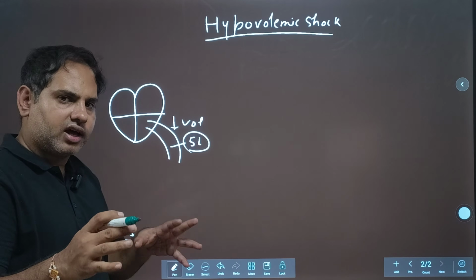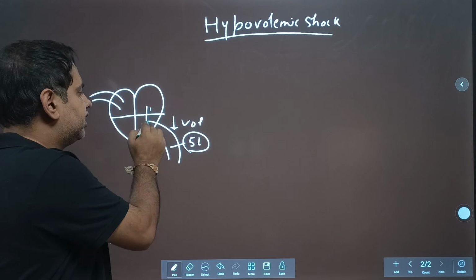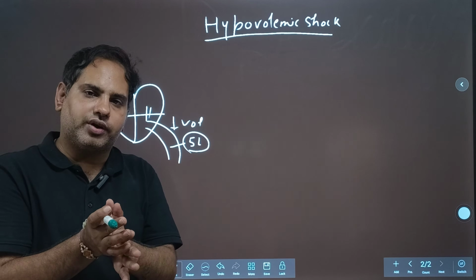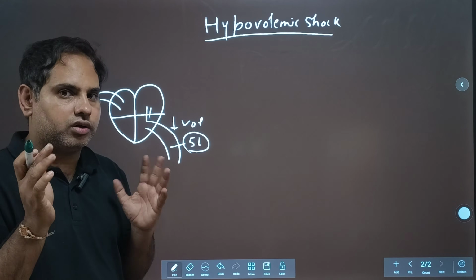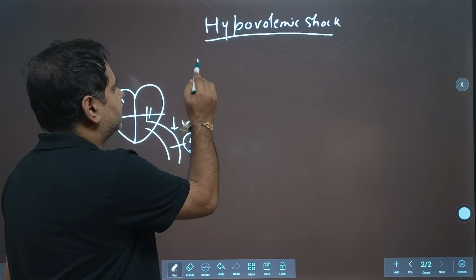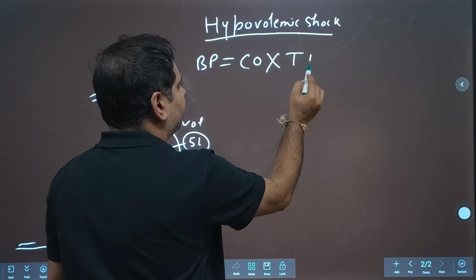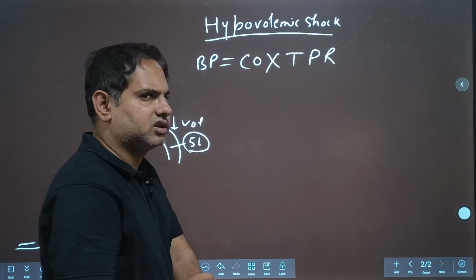If blood volume decreases, then what will happen? Venous return will decrease, and your cardiac output is going to decrease. And you know the basics, blood pressure is equal to what? Blood pressure is equal to cardiac output multiplied by TPR, total peripheral resistance.